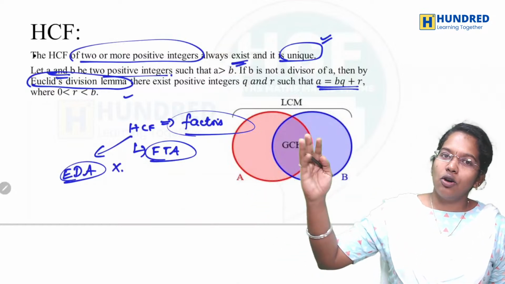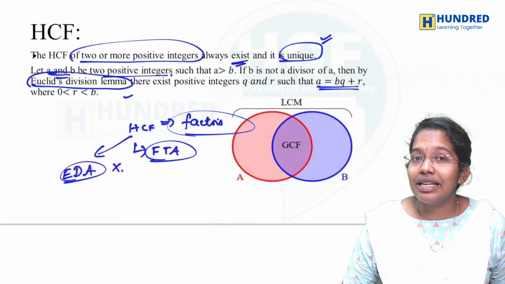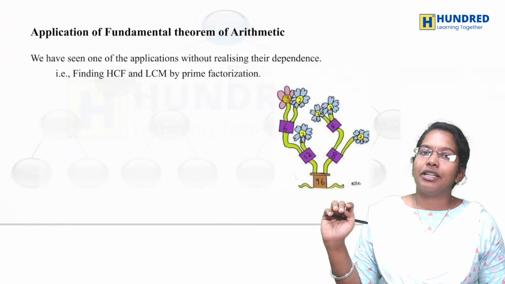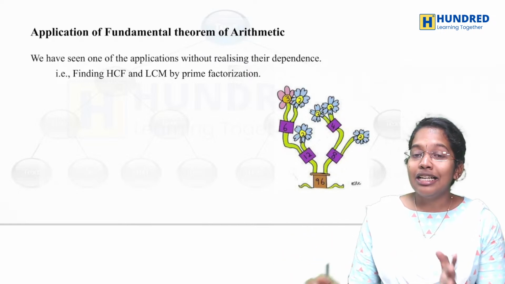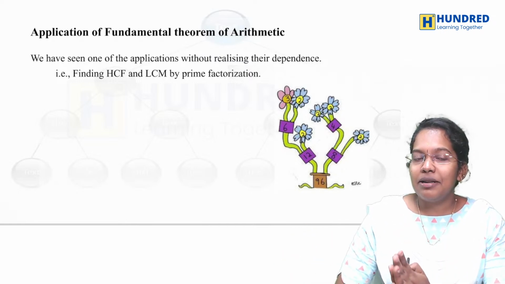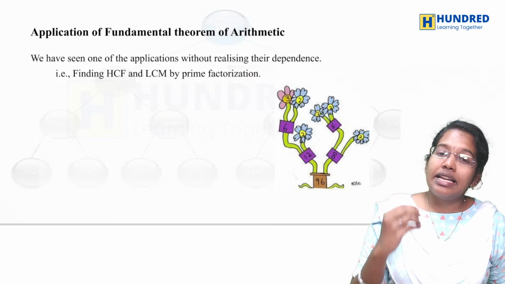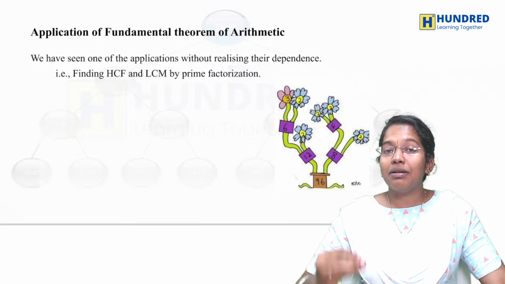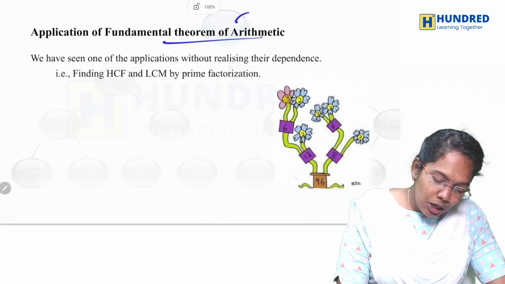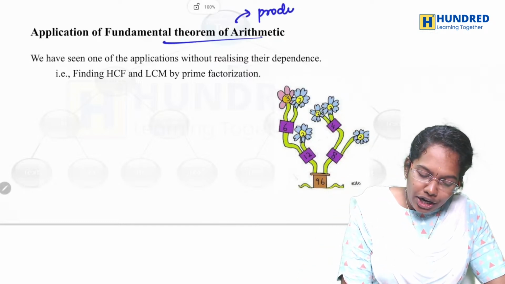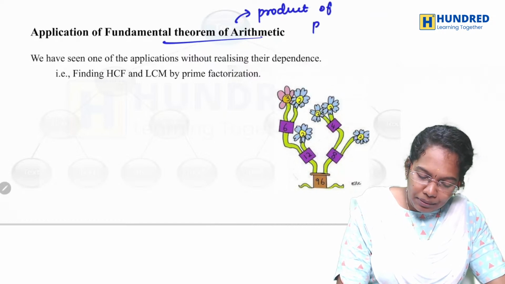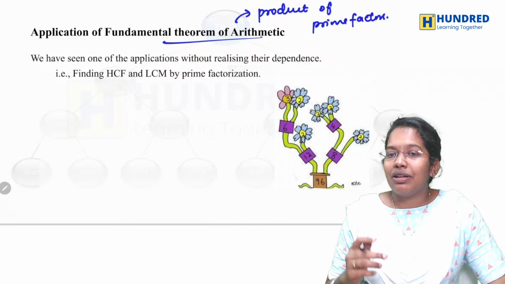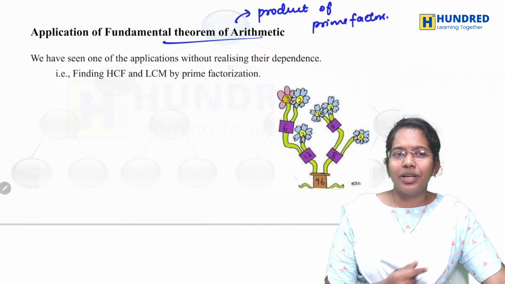So let's go with the FTA, which is the important thing in your chapter right now. What is the fundamental theorem of arithmetic? It is nothing but this: any number, be it a prime number or a composite number, can be expressed as a product of prime factors. I have told you these things in the last class itself. I'm just refreshing things and let's quickly move on to the sums.